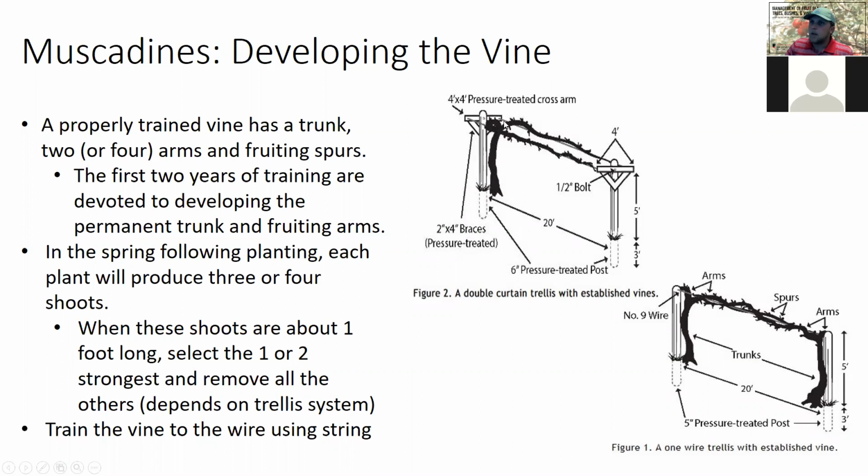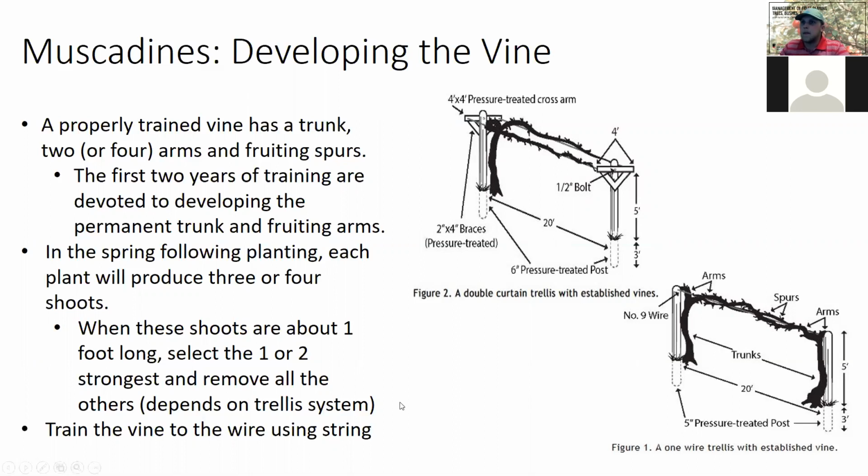Once you get it to the wire, you're going to want to select one or two arms, depending on whether it's a 1-wire or 2-wire system. You select that one fruiting arm this way, and then theoretically there's another wire on this side. Select those arms to go either way, and you're really going to want to try to keep it to one main arm running down those wires.